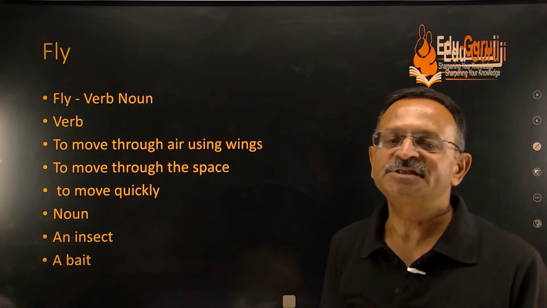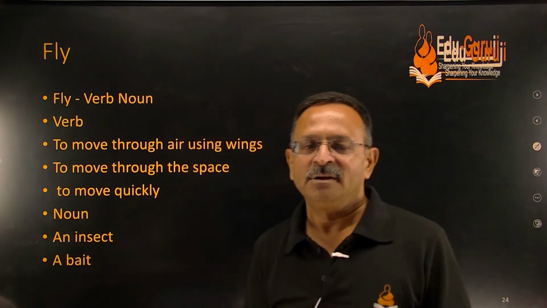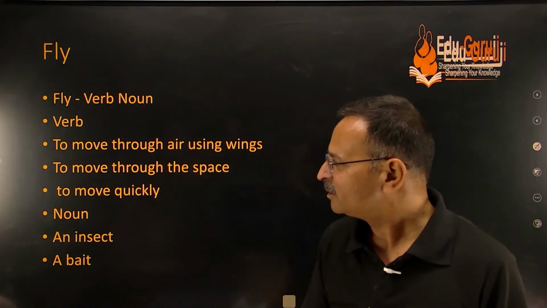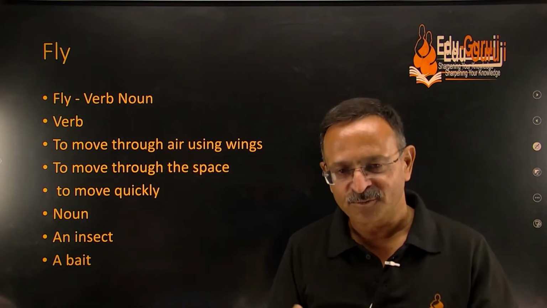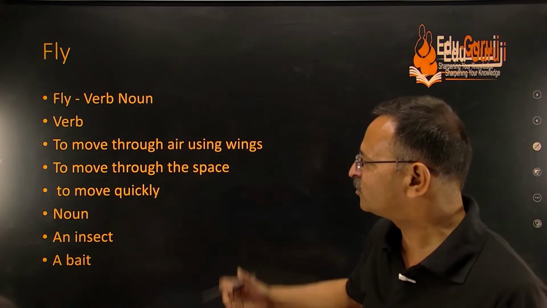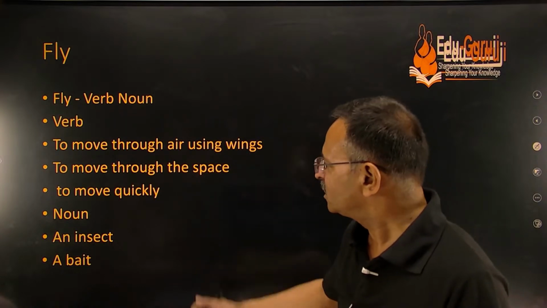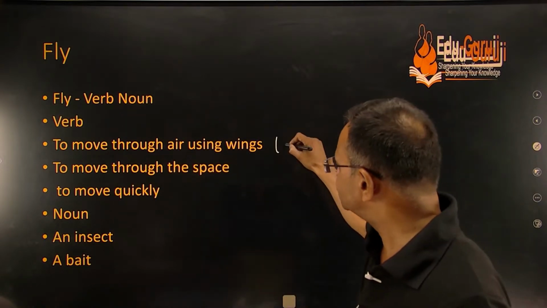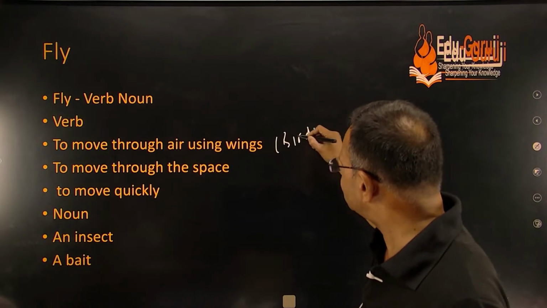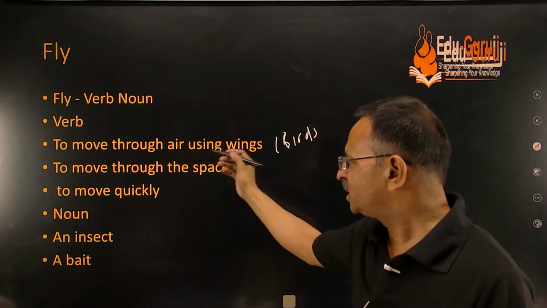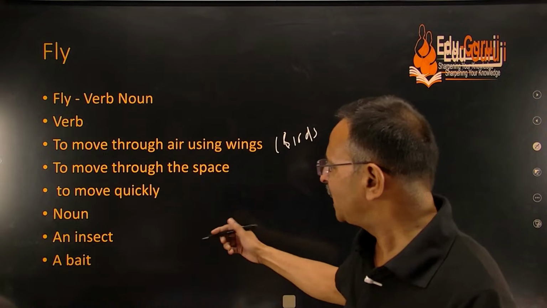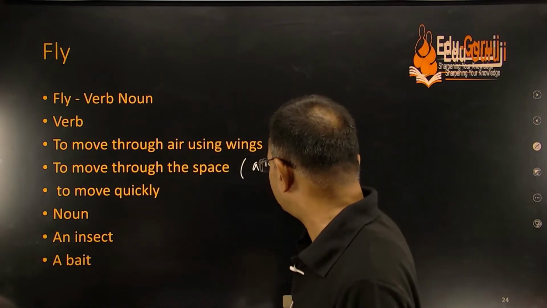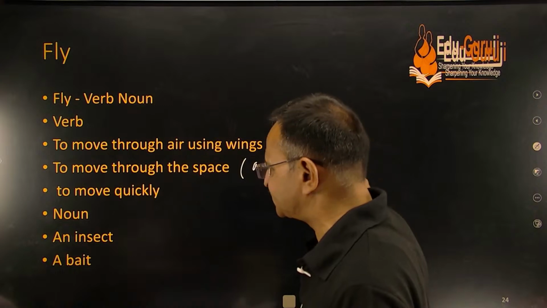The next word is fly. Everybody knows the meaning. It can be used as a verb and a noun. When we talk about it as a verb, predominantly we use this word as a verb. It means to move through air using wings. We use this in reference to birds. So they fly in the air, and then to move through space. This we generally use for aeroplanes or planes.